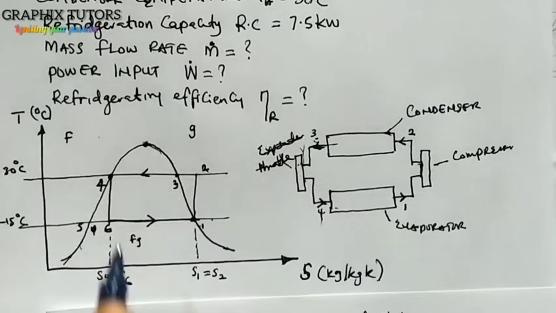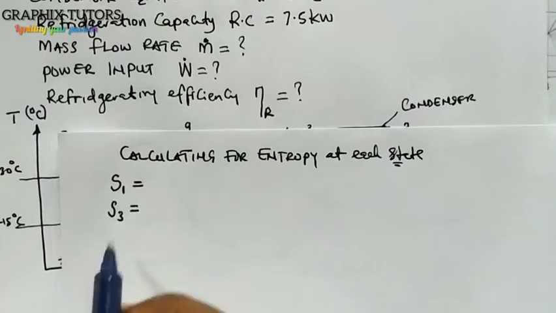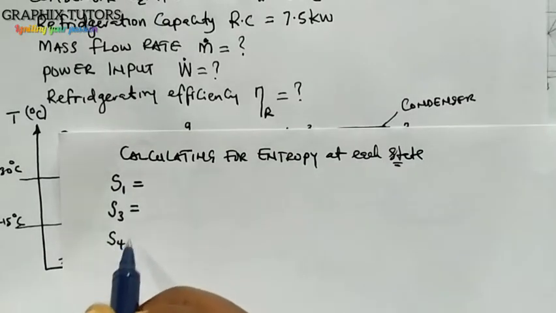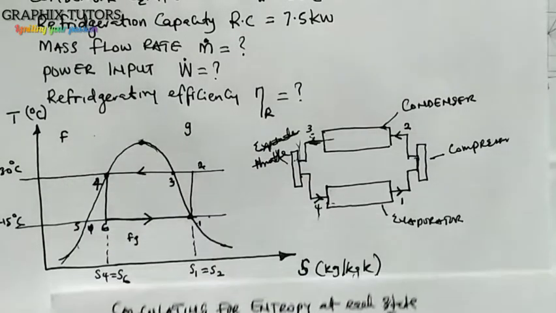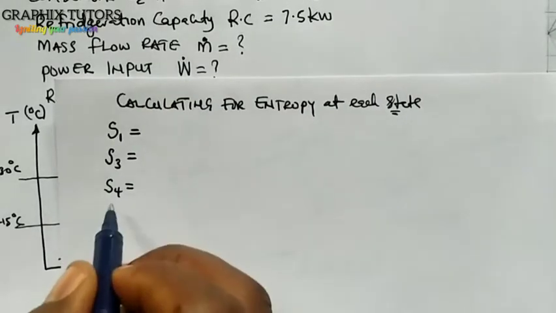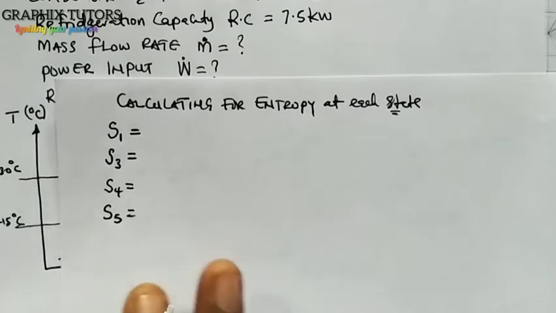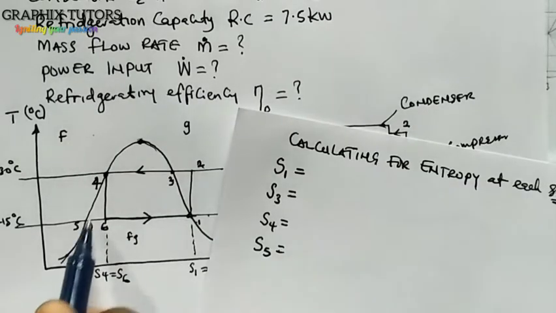The next one that is saturated is at 4. I'm going to put S4. The next one that's saturated is 5. I'm going to put S5. Right? So now that is all the points that are on the dome.